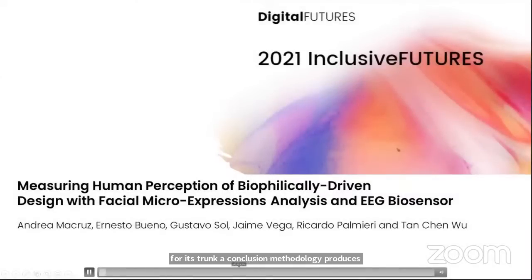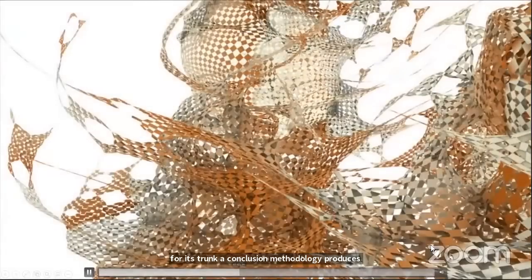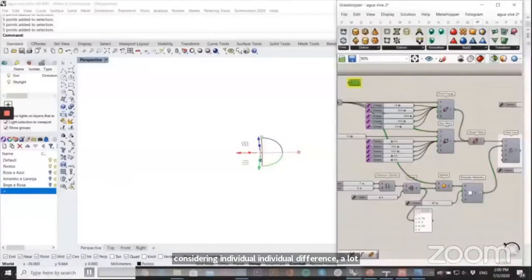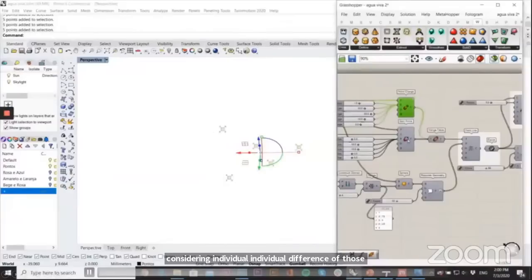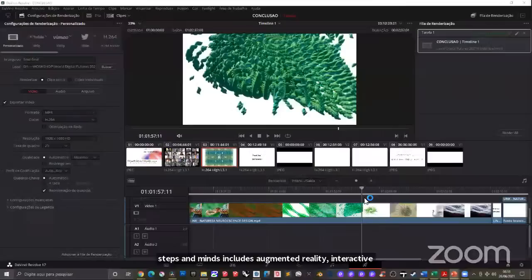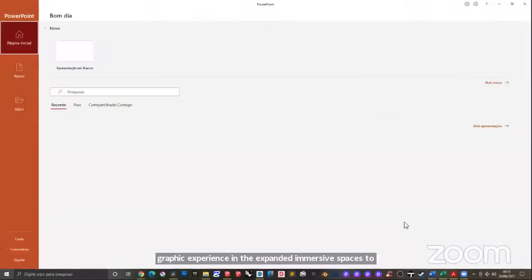For a stronger conclusion, the methodology should consider individual differences. Next steps might include augmented reality and interactive holographic experiences in expanded immersive spaces to test the morphology of the project.